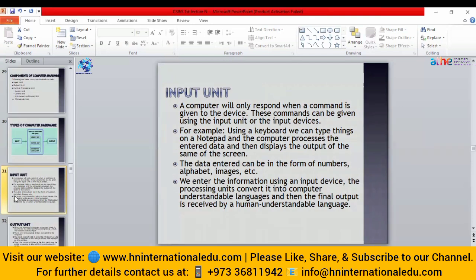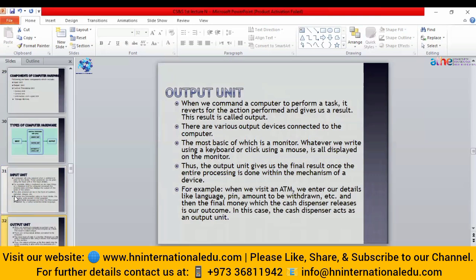So, for example, using a keyboard, we can type on a notepad, and the computer processes the entered data and then displays the output. So in the input unit, we have multiple input devices. The data entered can be in the form of numbers, alphabets, or images. We enter the information using the input device. The processing unit converts it into computer understandable language, and then the final output is received in human understandable language.